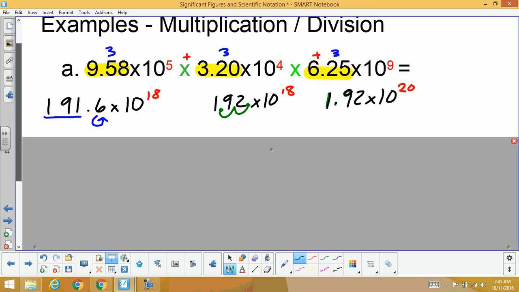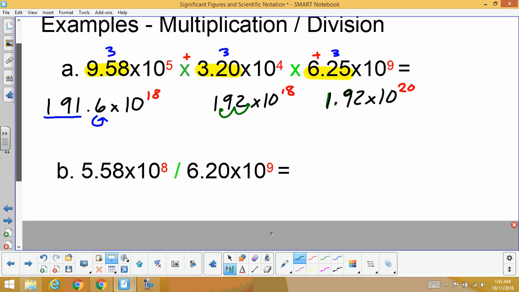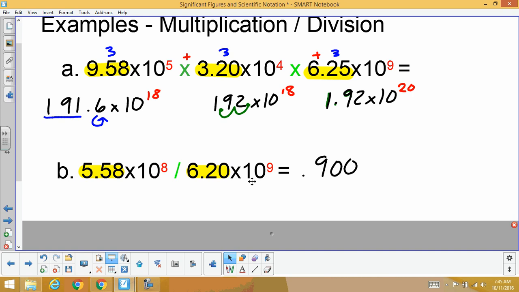Let's go down to division. Same process starts us off. Take 5.58 divided by 6.2. And when we do 5.58 divided by 6.2, we actually end up with 0.900 times 10. We're going to subtract these. So 8 minus 9, which is a negative number, we end up with 0.900 times 10 to the negative first.